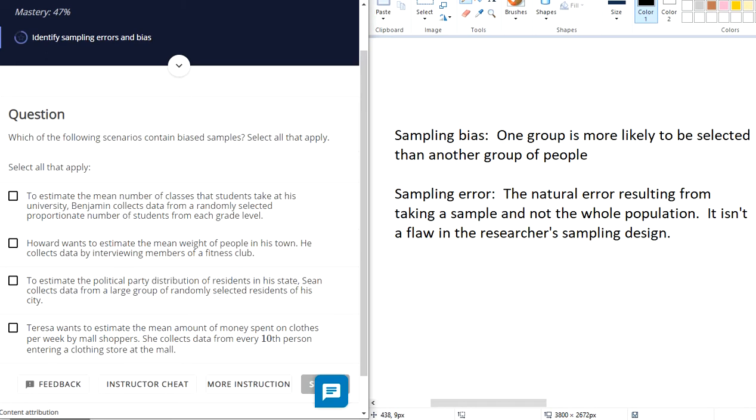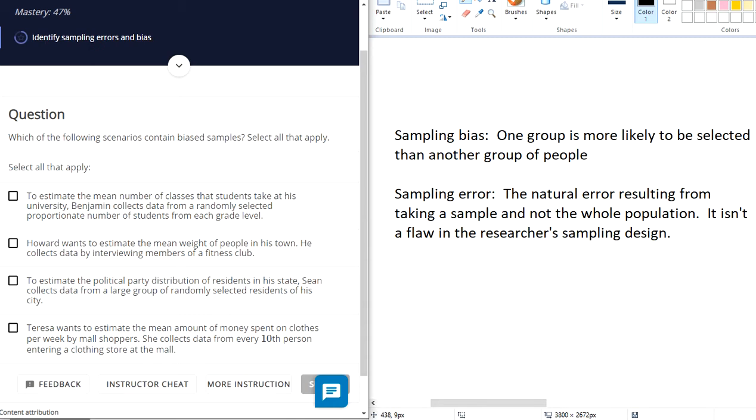So which of the following scenarios contains biased samples? That means samples where one group of people is more likely to be selected than another group. It changes, now everyone has the same chance. To estimate the mean number of classes that students take at his university, Benjamin collects data from a randomly selected proportionate number of students from each grade level. So it looks like Benjamin used stratified sampling. That sounds good. It doesn't sound biased. All grade levels are being represented.